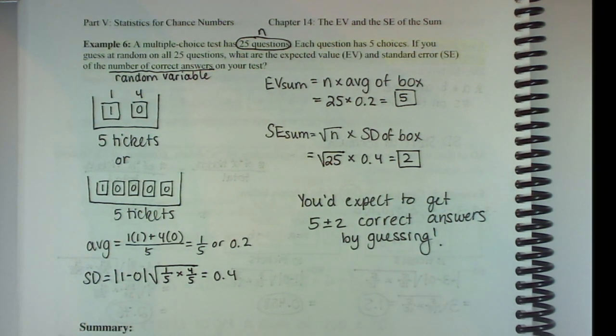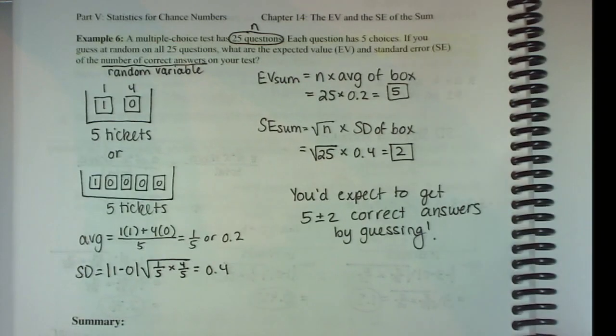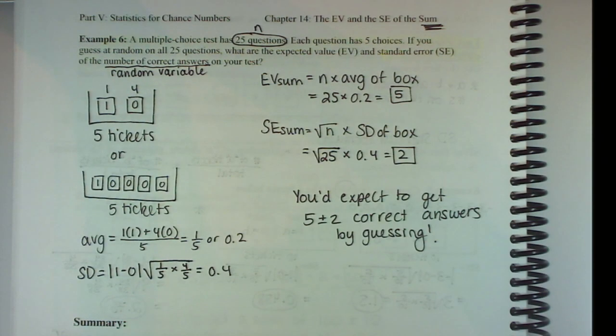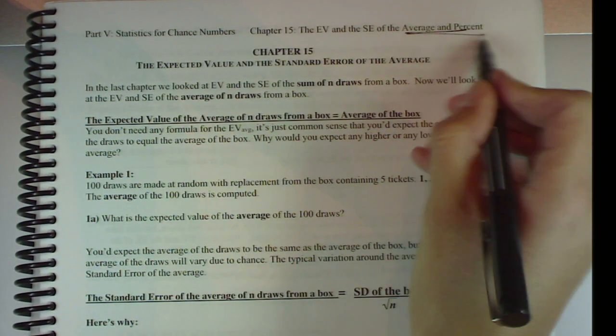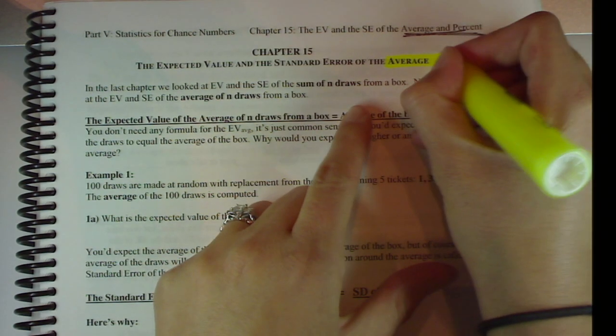So we're going to go to chapter 15, which is also still about random variables. The difference between chapter 14 and chapter 15 is, you can see it in the title. Chapter 14 is called the expected value and standard error of the sum. And then chapter 15 is called the expected value and standard error of the average and percent. So I want you guys to see how these are just a little bit different. So first we'll look at average, the expected value and standard error of the average.